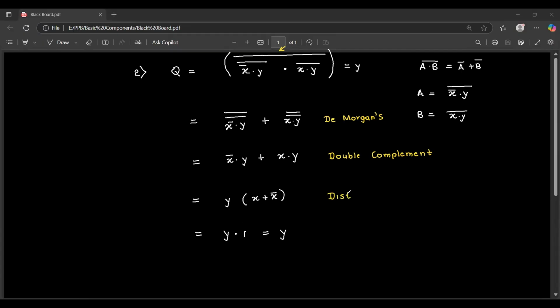I have taken things into factors. I have taken things common. And here I have used x plus x bar is equal to 1. What is it? Inverse law. Okay, I have used the inverse law. And finally, I have used the identity law. Okay, normally the questions are like this. So this is the easiest way to do this question. Okay, so let's look at the other way also.